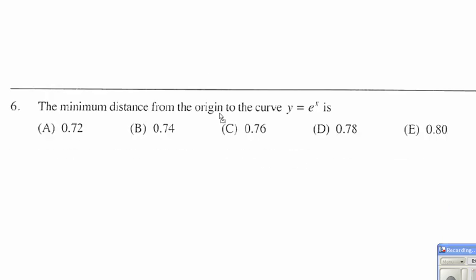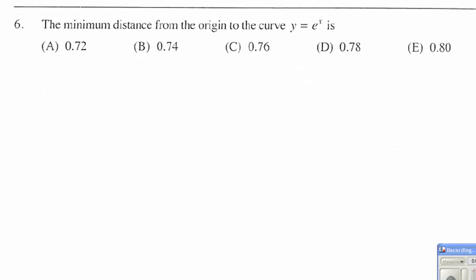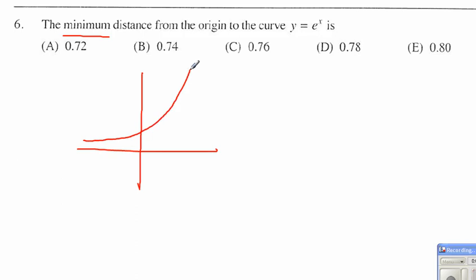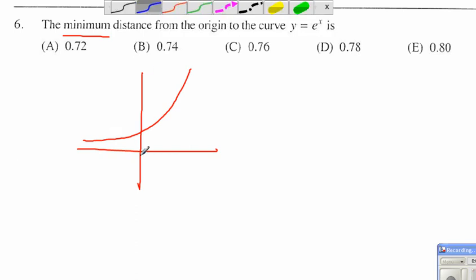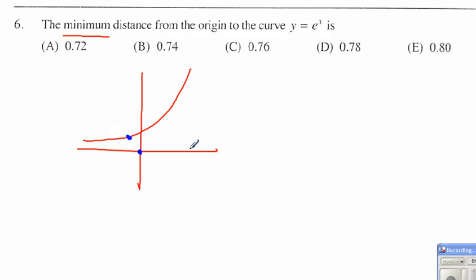Alright, now next question. The minimum distance. It's like an optimization question. So from the origin to the curve. Now, in this case, we are looking at a distance formula. How are we going to get the distance formula? When you simply sketch it, the graph will be something like this. Now, distance from the origin, we will be looking at this particular point. Then how do you find the distance? Even though we can technically use the distance formula, I'd rather use the Pythagorean theorem, where distance squared is equal to x squared plus y squared.